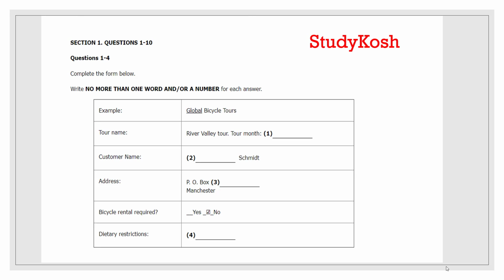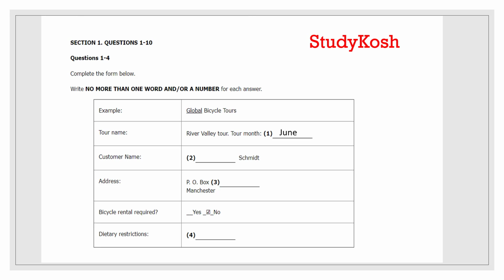Let's do that. Global Bicycle Tours, may I help you? Yes, thank you. I'd like to sign up for a bicycle tour. Which tour were you interested in? We have the River Valley Tour coming up in June and the Mountain Tour in July. The River Valley tour is in June. I thought it was in May. It actually takes place the first week of June. Oh, I see. Well, I can still do that. The River Valley tour is the one I want.